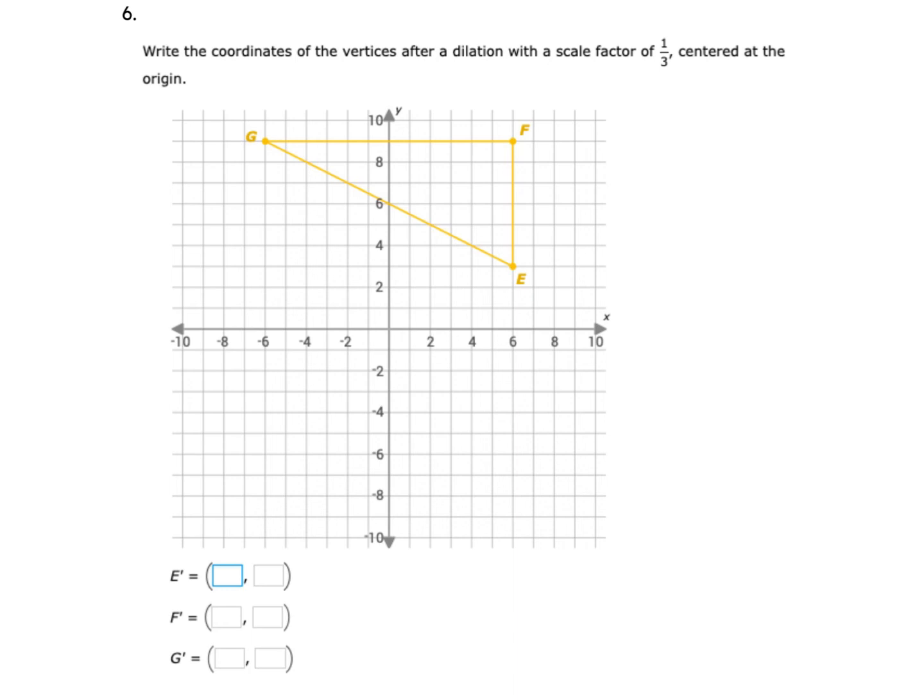Okay, now we're going to perform another dilation with a scale factor of 1/3. So this will become 1/3 the size. If our scale factor is less than 1, it reduces the figure. So let's look at our original ordered pairs. So E is sitting at 6, 3. F sits at 6, 9. And G sits at -6, 9. So our scale factor is 1/3. So we can multiply every digit by 1/3.